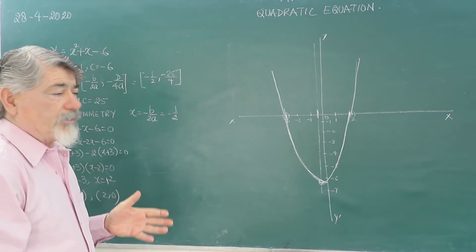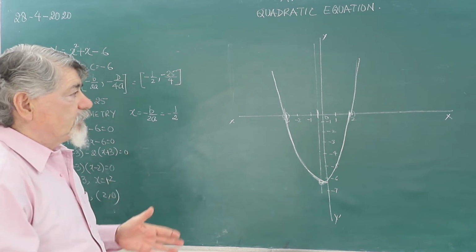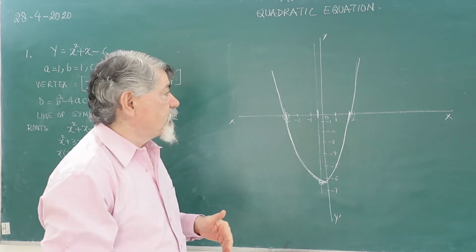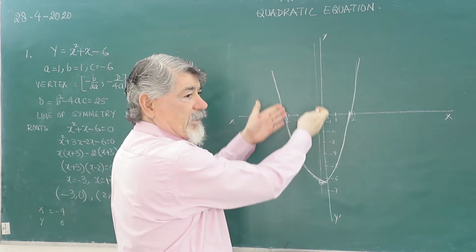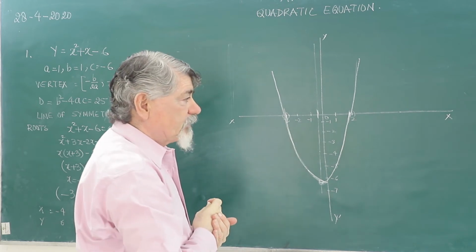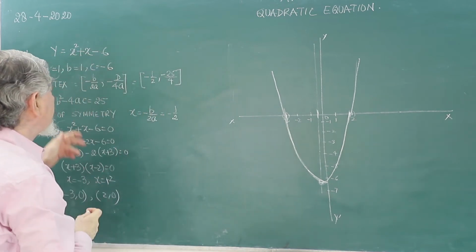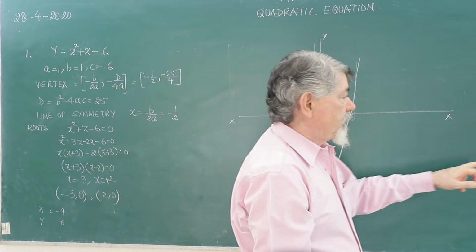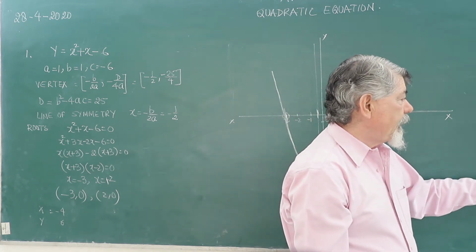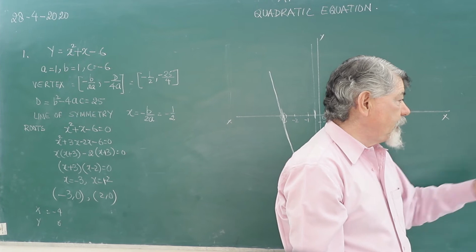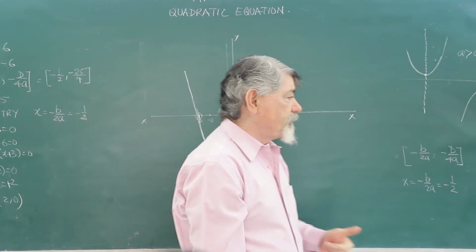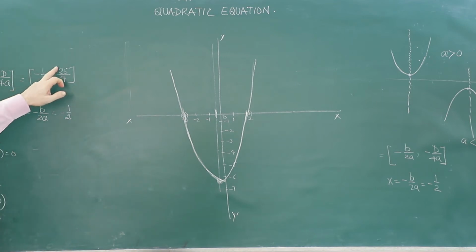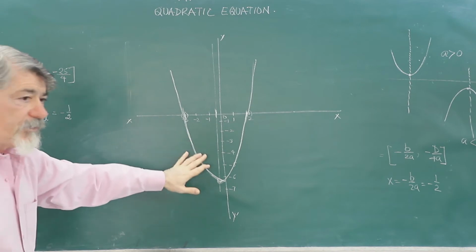Two things you must remember. First of all you must decide whether A is positive or A is negative. If A is positive, it is going to open upward like we have shown here, because A is positive. Then you calculate the vertex of the parabola. The vertex is given by the coordinates minus b upon 2a and minus D upon 4a. D is the discriminant, which we have already calculated, and from that we got the values as minus 1 upon 2 and minus 25 upon 4 in this particular case.